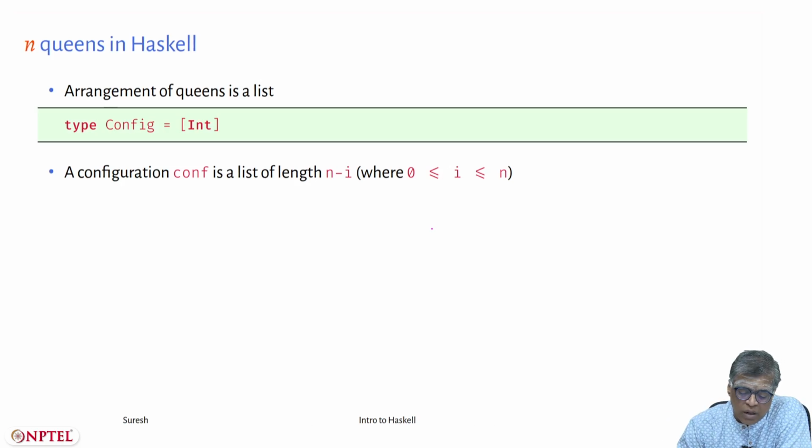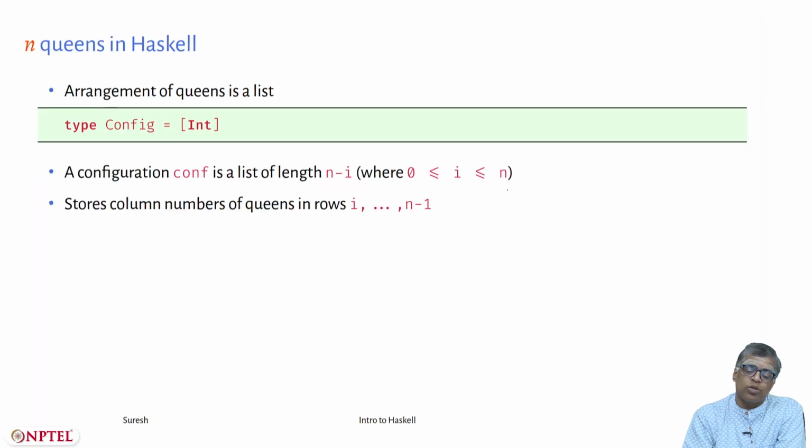place i, I should say less than n, I suppose. No, yeah, length n minus i, that's correct. So my configuration can either be length 0 or length n or anything in between, okay. So store column numbers of each queen in rows i to n minus 1.